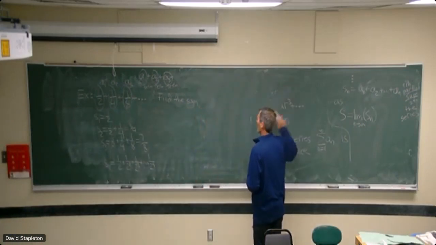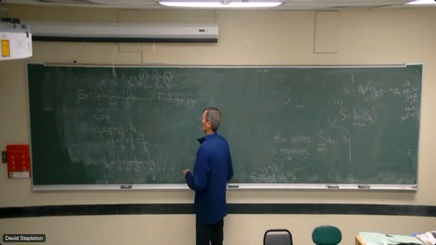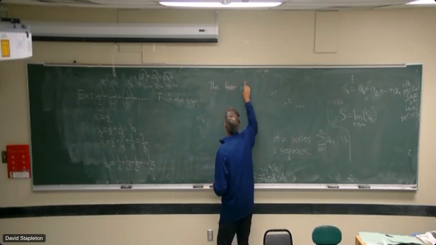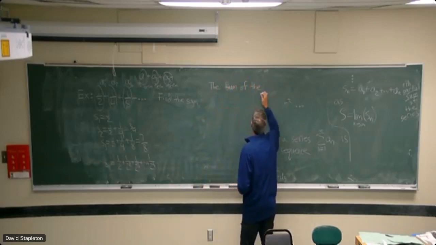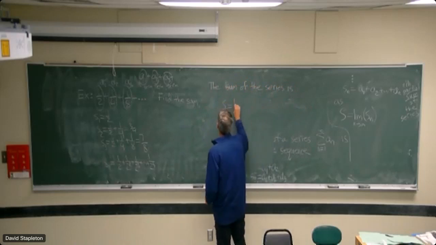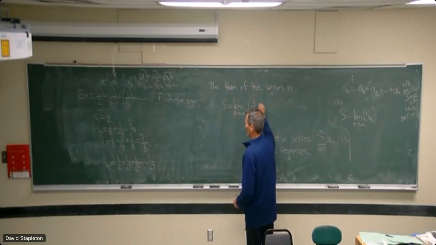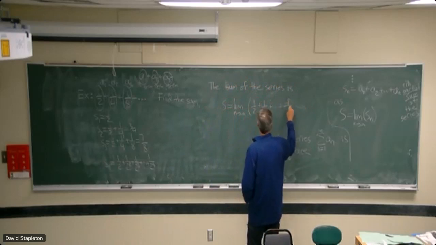Now, what's the sum of the series? It's the limit of that sequence of partial sums. So s equals the limit as n goes to infinity of 1/2 plus 1/2 squared plus dot dot dot plus 1/2 to the n.